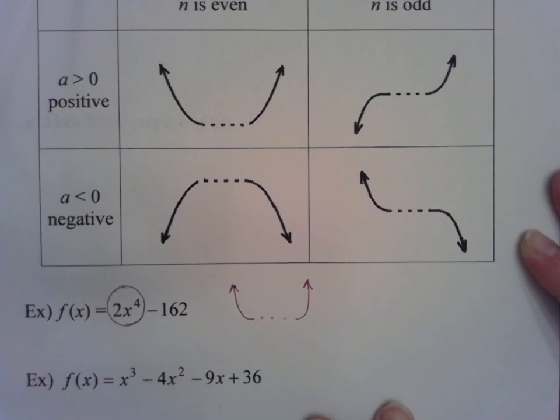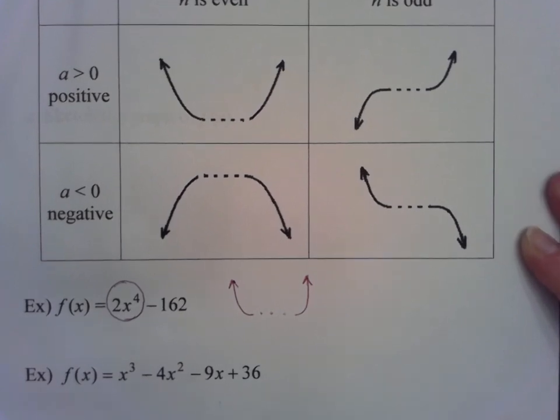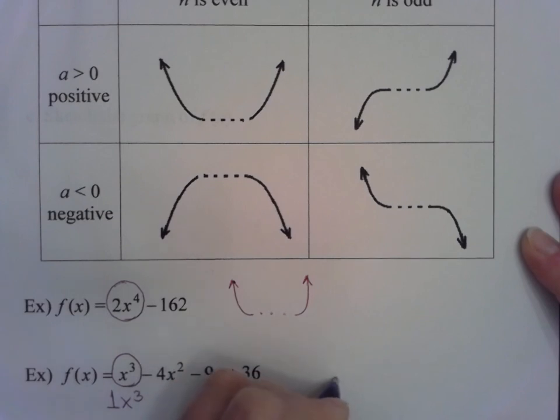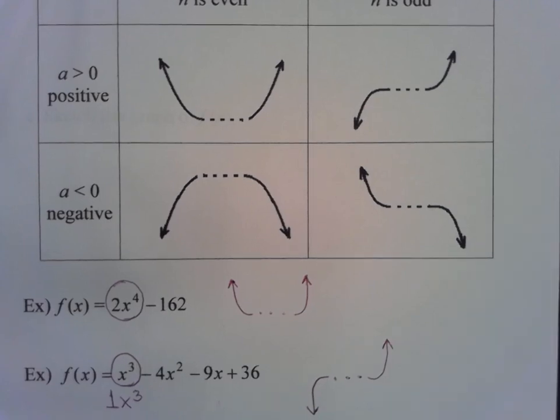Okay, what about this second one? You can see that the dominating term here is an x cubed. And I know that there's no number written in front here, but it's an implied 1 in the front for the value of a. So the exponent here is odd, and the number out front is positive. So we have this scenario. That means that the right-hand side is going up because I have a positive number in the front, but my exponent is odd, so the left-hand side is going down.